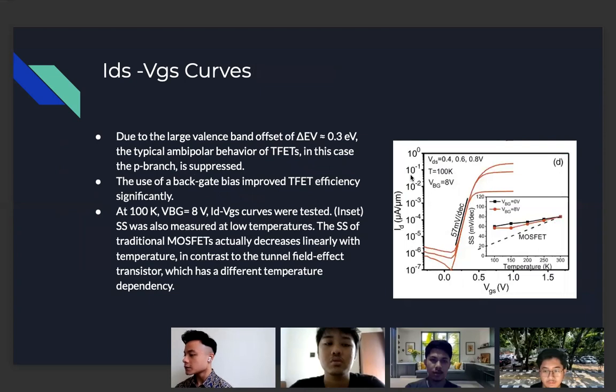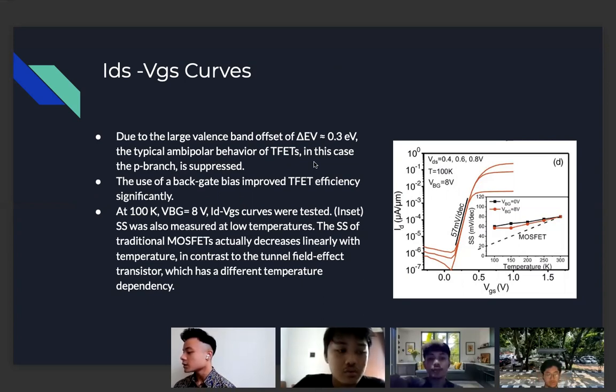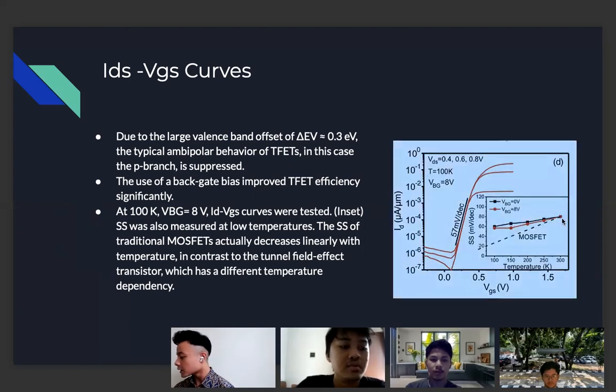Okay, so these are the IDS-VGS curves, or the voltage and current for the drain to source. So we can see that since the valence band offset, or the delta EV, is roughly 0.3 eV, there is the typical ambipolar behavior, just like what Arik has explained. In this case, the P branch is suppressed. Of course, it is good if we can reduce the ambipolar behavior. The next approach is using a backgate bias, which will be explained later on. With the help of backgate bias, it actually improves the TFET efficiency significantly.